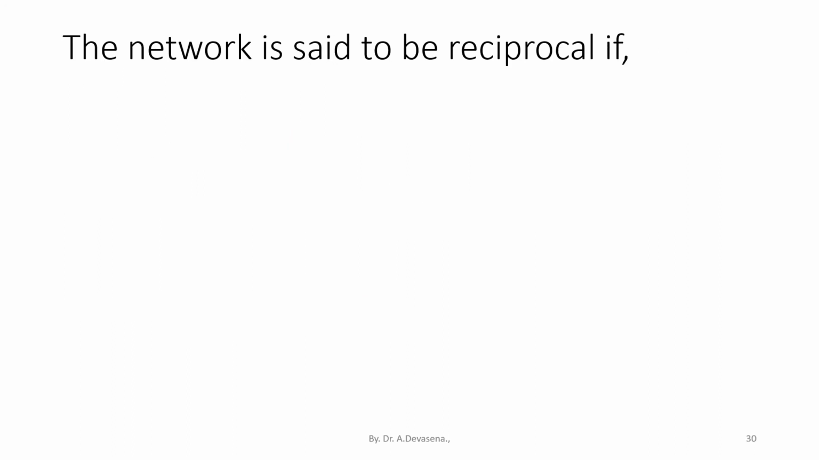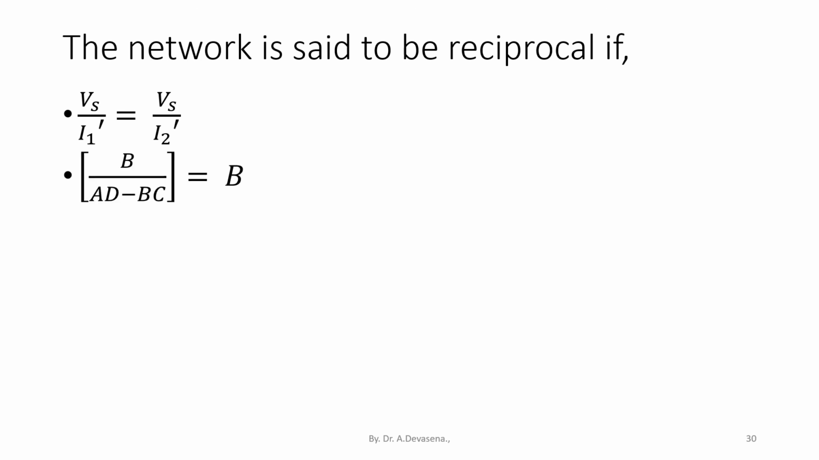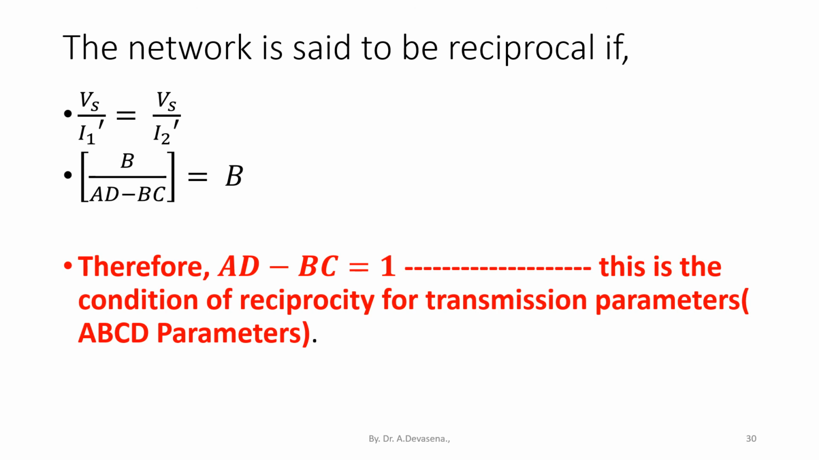The network is said to be reciprocal if the condition of reciprocity, Vs divided by I1 dash is equal to Vs divided by I2 dash, has to be satisfied. We are having the value of Vs divided by I1 dash and Vs divided by I2 dash. So substitute these values, we get B divided by AD minus BC, that is equal to B. Therefore, AD minus BC is equal to 1. This is the condition of reciprocity for transmission parameters.